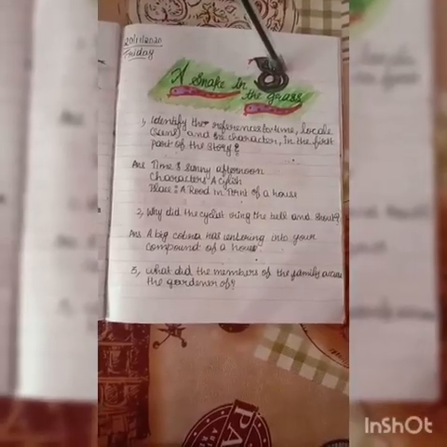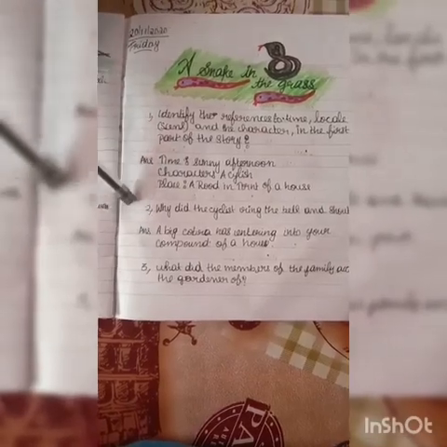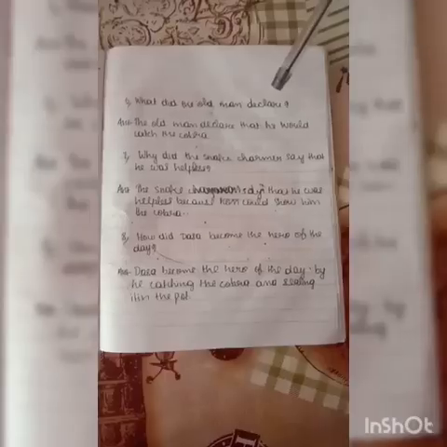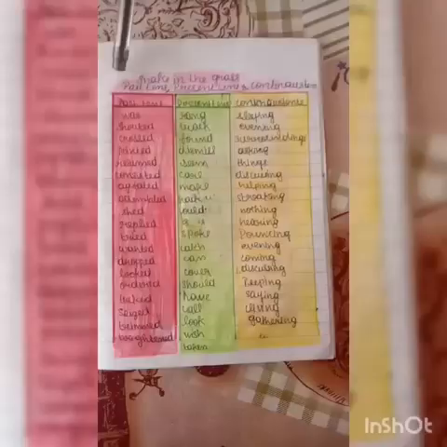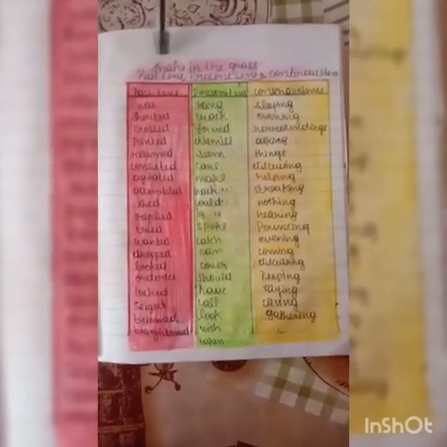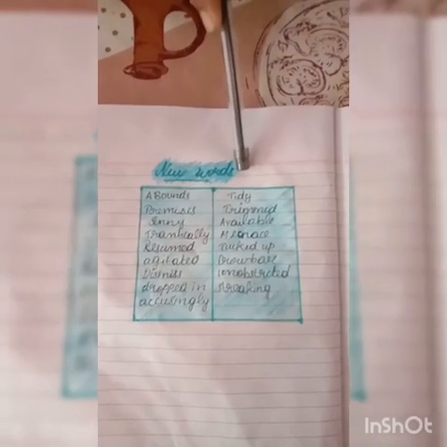Snake in the Grass, written by R.K. Narayan. And some questions are given from the textbook. Biography of R.K. Narayan. Present tense, past tense and continuous tense from the chapter Snake in the Grass. New words from the chapter Snake in the Grass.